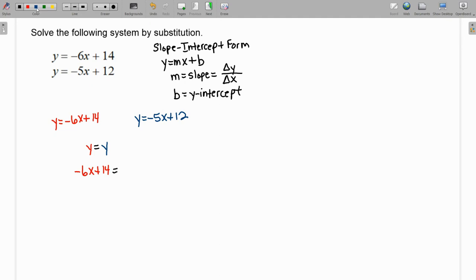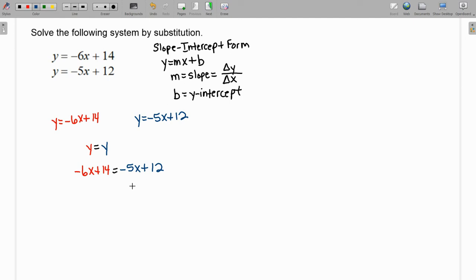Now, in the second one, the blue y says that y is equal to negative 5x plus 12. So it means that this variable y can be replaced with this algebraic expression here to the right. So I'm going to replace that blue y with negative 5x plus 12. Now, the resulting equation has only one variable term in it, which is the x. If you look at this, we have a negative 6x here on the left, and we have a negative 5x here on the right.